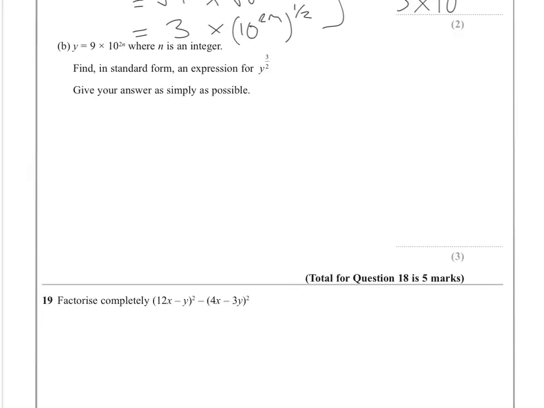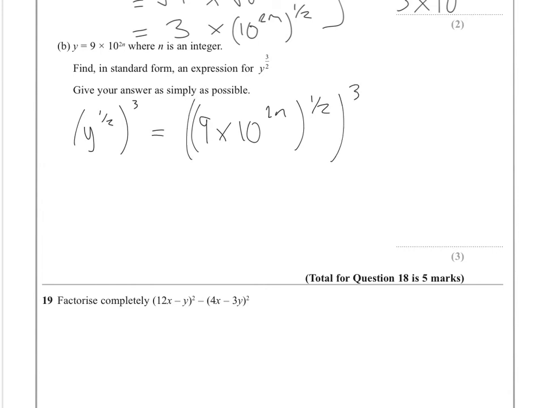Part B, find the standard form expression for y to the power of 3 over 2. Rather than writing it as y to the power of 3 over 2, I'm going to write it as y to the half, all cubed. Remember, our laws of indices say that if I've got brackets, I can multiply the powers, so 3 times a half is the same as 3 over 2. Therefore, with the right hand side, if I do the same thing, put it to the power of a half, and to the power of 3.